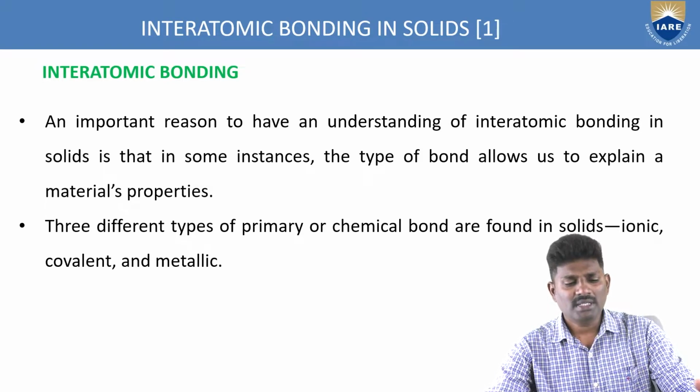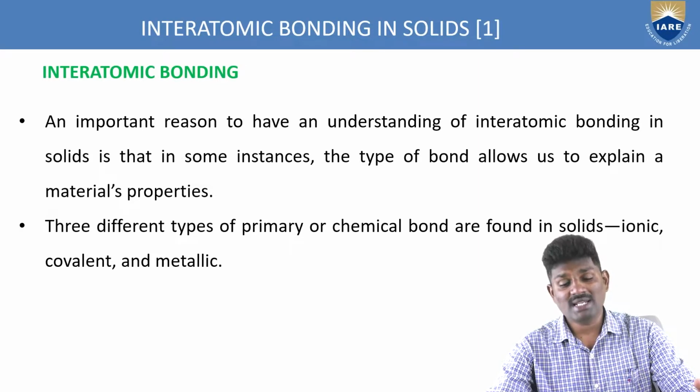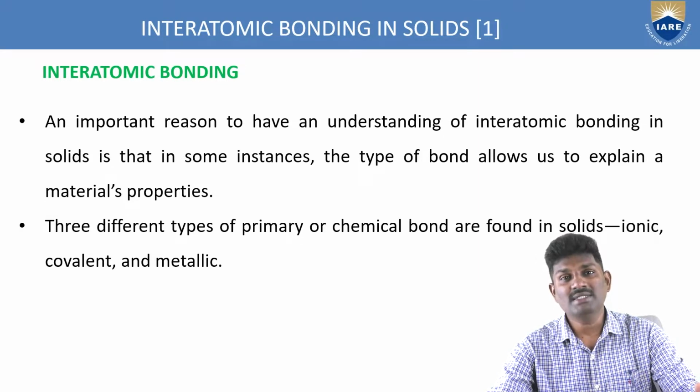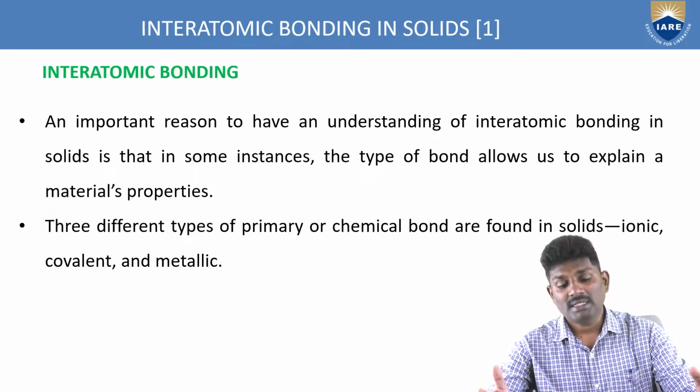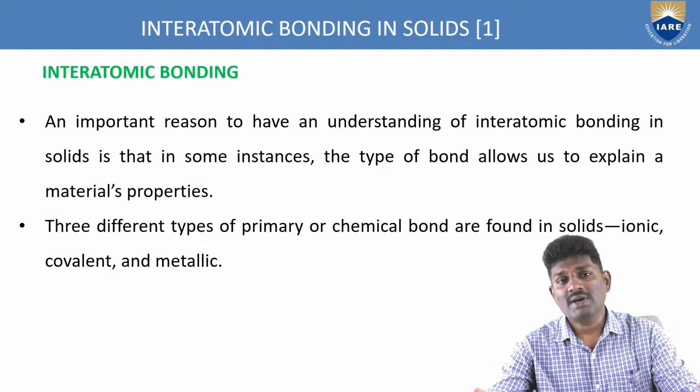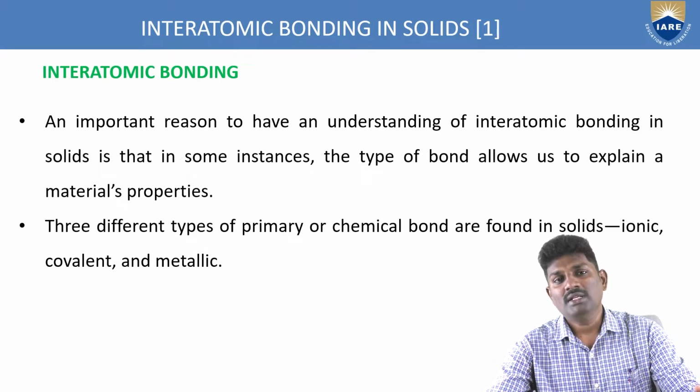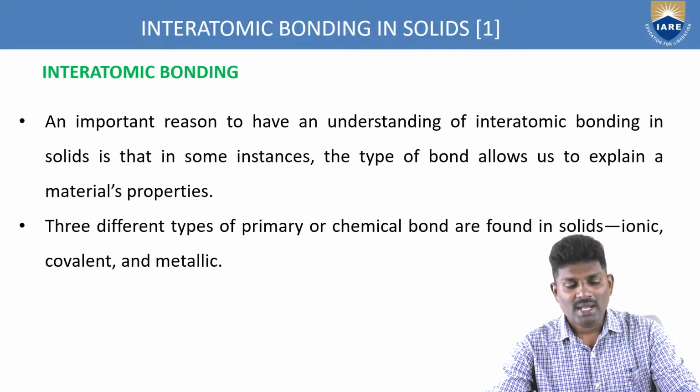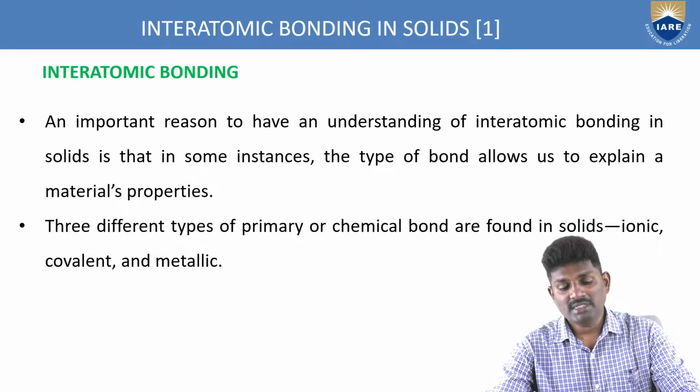Why are we studying interatomic bonding? An important reason to understand interatomic bonding in solids is to describe the type of bonding, and this allows us to explain the material properties. So if you want to know the different properties of the material, we have to know what type of bonding the material has. We have three different types of primary or chemical bondings found in solids: the ionic bond, covalent bond, as well as the metallic bond.